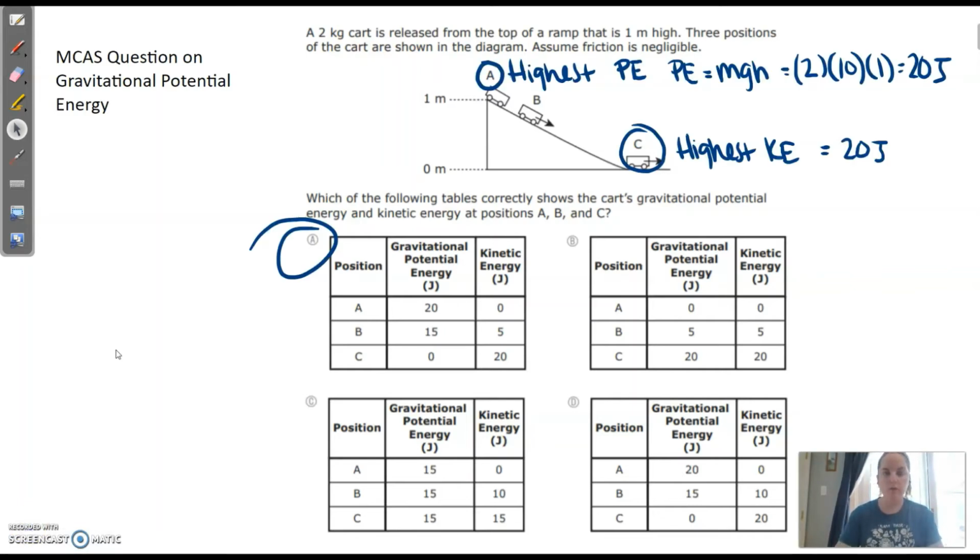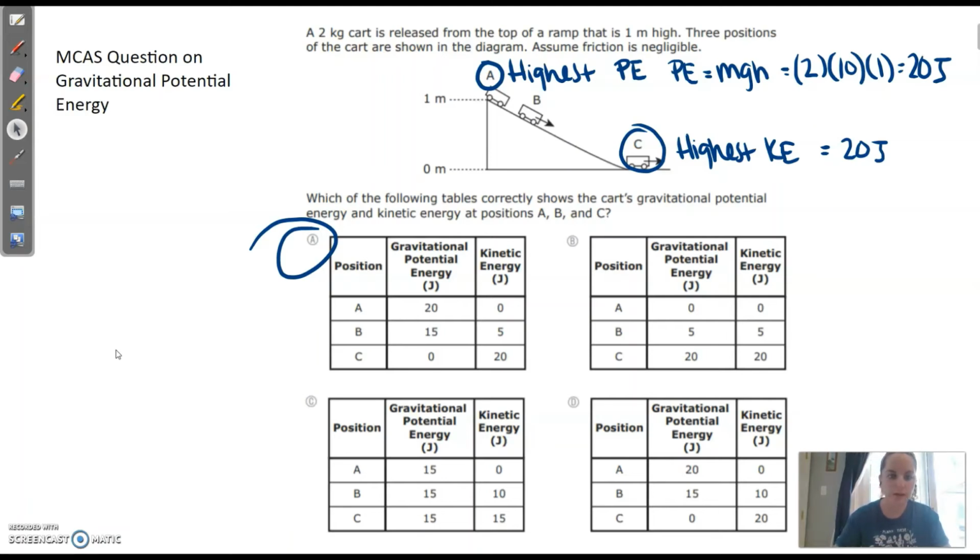So what you want to do is first solve for the potential energy at the highest height, because at the highest point, the potential energy is going to be the highest, because remember, potential energy depends on mass, g and h. g is a constant, h is the height, and m is the mass of the object. And so we're told that the mass of the object is 2 kilograms. From the chart, we know that the height is 1 meter. We know g is a constant of 10 meters per second squared. So the potential energy at point A is 20 joules.